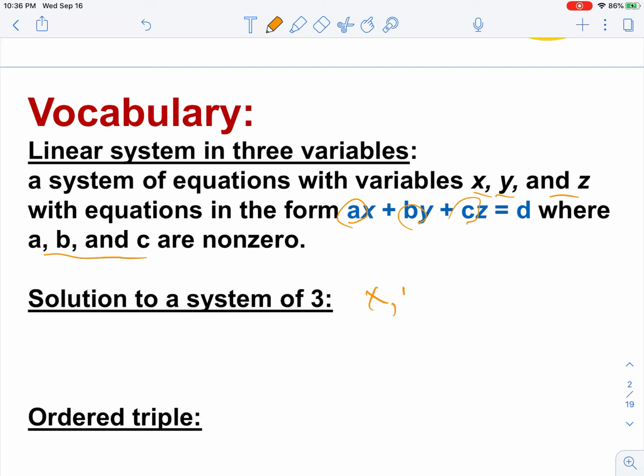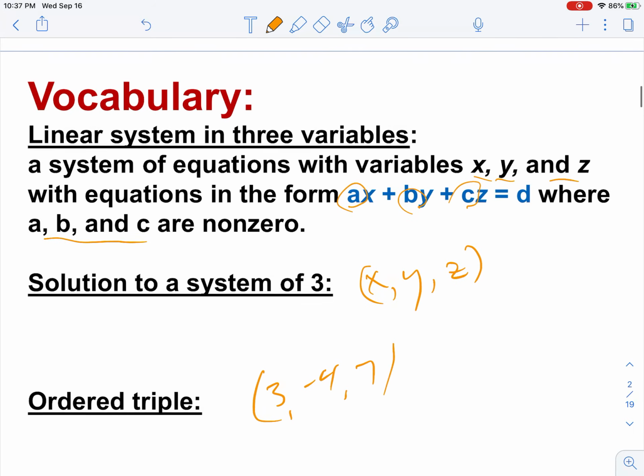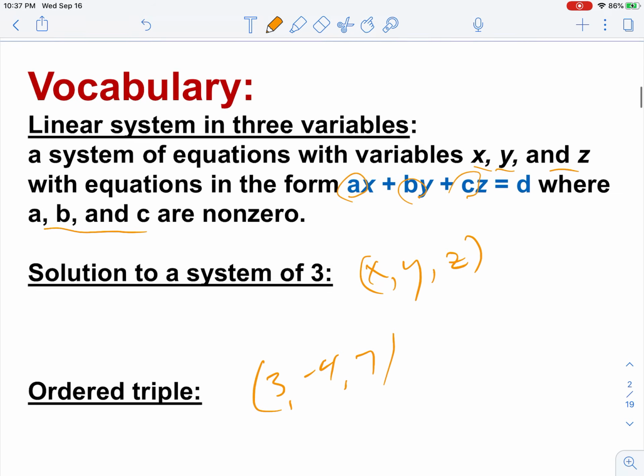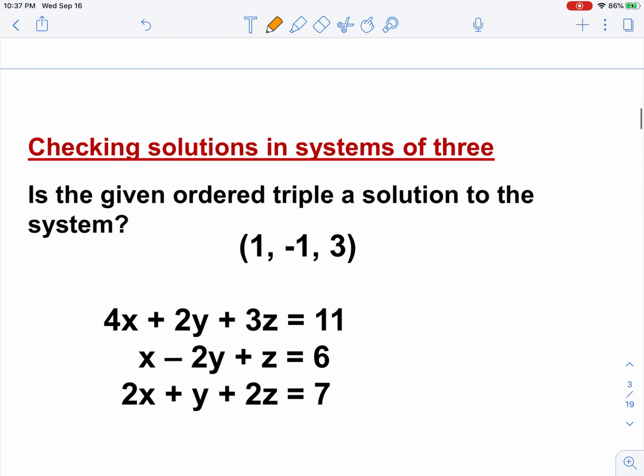The solution is going to be an ordered triple that looks like this. It might be something like this, but it's an ordered triple, and that's our solution. That's where we're finding the intersection of these three equations if we were graphing, but now we're going to use the idea of elimination like we did in yesterday's lesson to try to get the ordered triple.